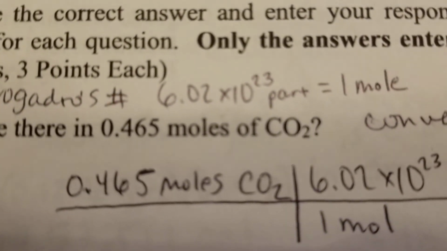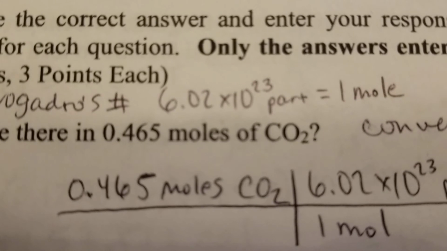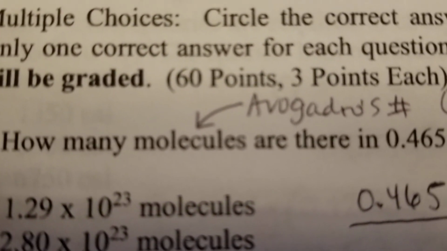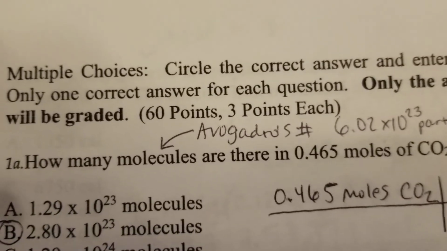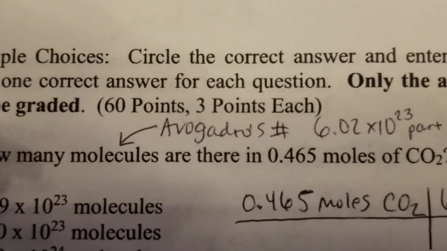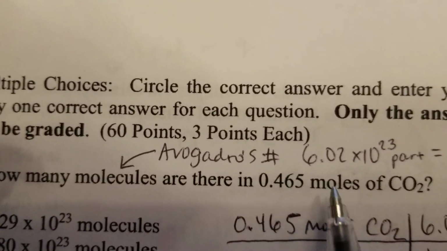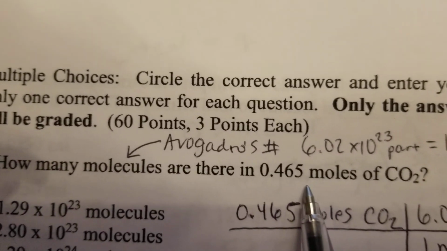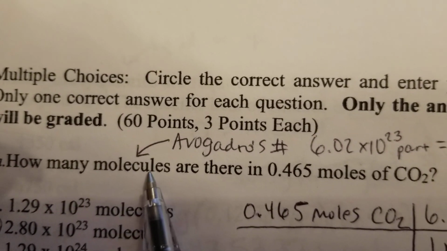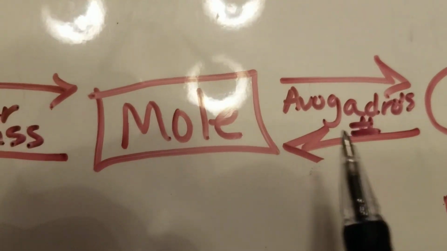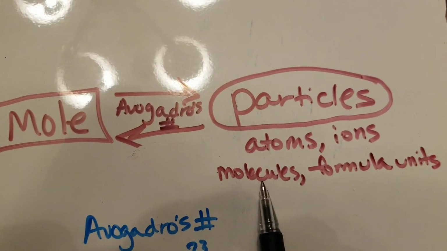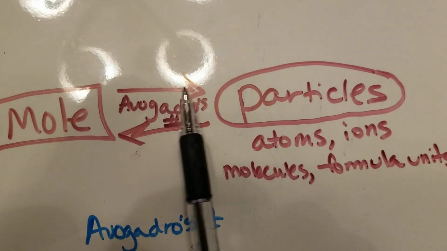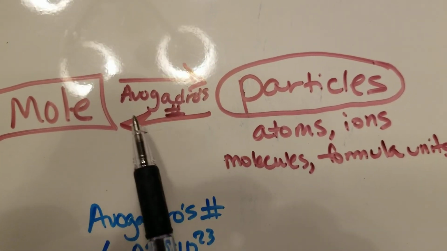0.465 moles of CO2. So you're at moles, and it's asking you to find out how many molecules. So again, you're starting at moles, and it's asking you to find molecules. If you look at your diagram, you're starting at moles, and it's asking you to find molecules, which are particles. So that means you're using Avogadro's number.